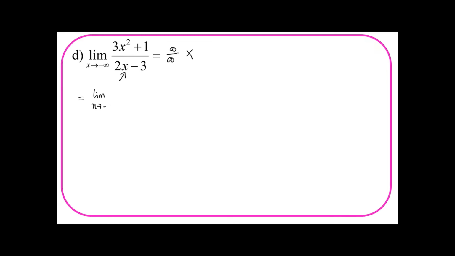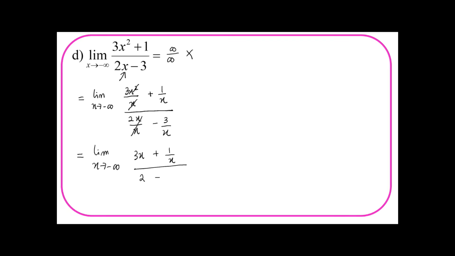So, this would be equal to limit of x approaches negative infinity of (3x squared divided by x plus 1 over x) over (2x over x minus 3 over x). Now, same as before, try to simplify your function, and then rewrite back your simplified version of the function. We have limit of x approaches negative infinity of (3x plus 1 over x) divided by (2 minus 3 over x).